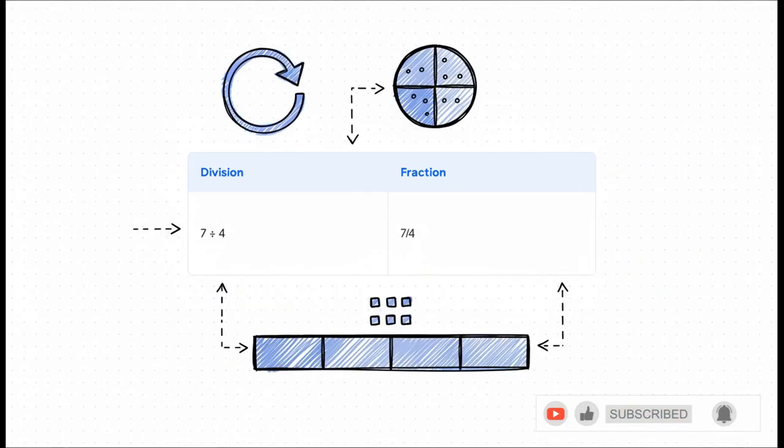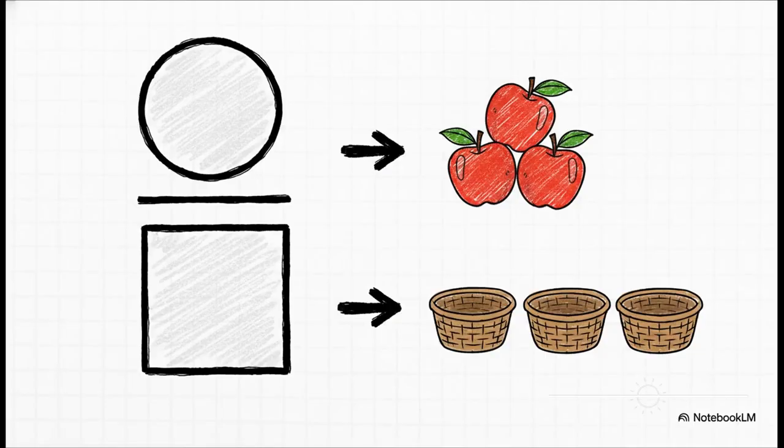Let's do one more, just to be sure. How about 7 divided by 4? You probably guessed it. The 7 goes on top, the 4 goes on the bottom, and bam, it's the fraction 7 over 4. See, you're just moving the numbers around. And this is the perfect way to remember the parts of a fraction. The top number, that's the numerator, is always the thing you're sharing. And the bottom number, the denominator, is how many equal groups you're splitting it into.